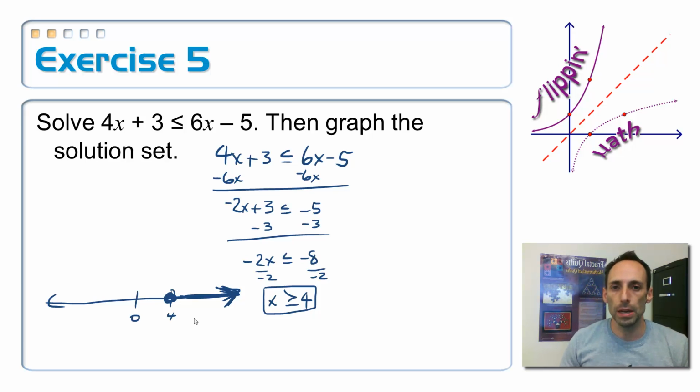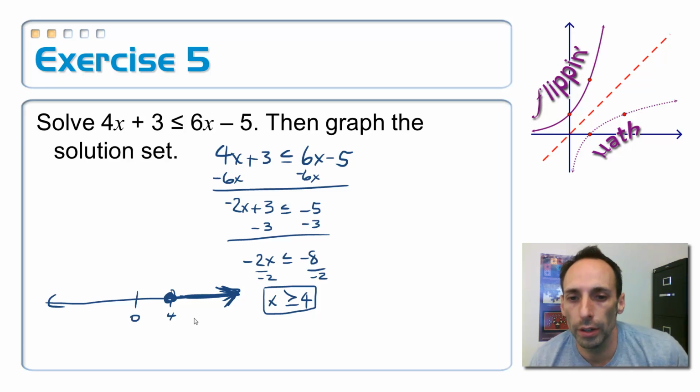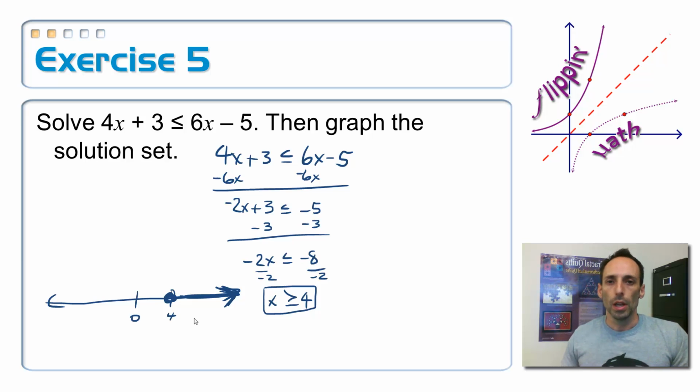Okay, so let's just take a minute and talk about why you have to flip it. You probably remembered that you were supposed to flip it when you divide by a negative, but you probably don't know why. Nobody probably ever told you why. You probably didn't even care, but I'm going to show you why in just a second. It's a very simple thing.